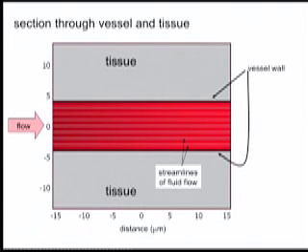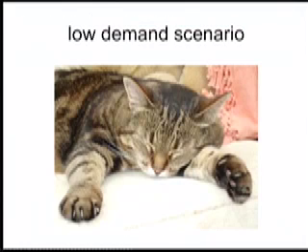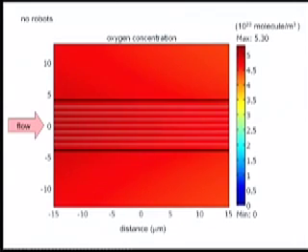Here we're looking at a scenario with no robots, just the vessel by itself. And you see the streamlines of the fluid flow, nice and smooth, completely laminar at this tiny scale. First we'll have a look at the low demand scenario. Again, the case with concentration with no robots. In this case, the red shows the concentration is pretty uniformly high in the blood and the tissue. The tissue is not using very much of the available oxygen.